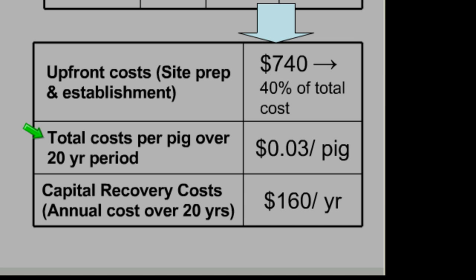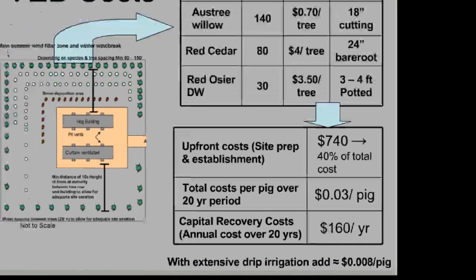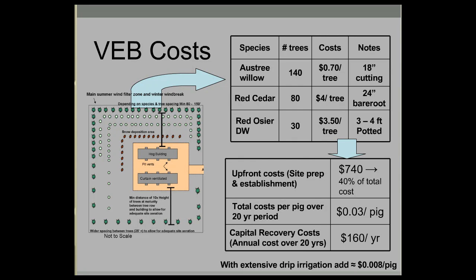Our producers like to hear about these things on an animal basis, and so thinking from a pork production perspective, total costs per pig over a 20-year period come to about 3 cents a pig. Think about this from a capital recovery or an annual cost perspective: about $160 a year over that 20-year period. If you're in a part of Iowa or part of the country that has dry soils or a dry climate and rapidly draining soils, irrigation might be a side thing that you'd have to throw in. So that's just an example of how some of these other issues might play in financially. With extensive drip irrigation, it adds not even a penny to the total cost on a per pig basis.